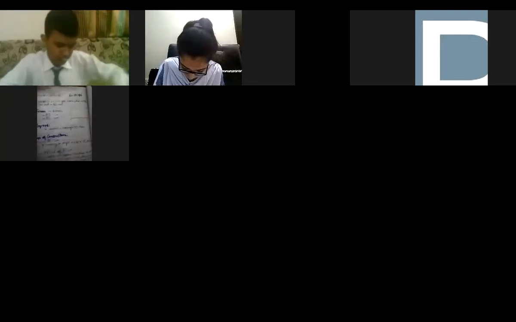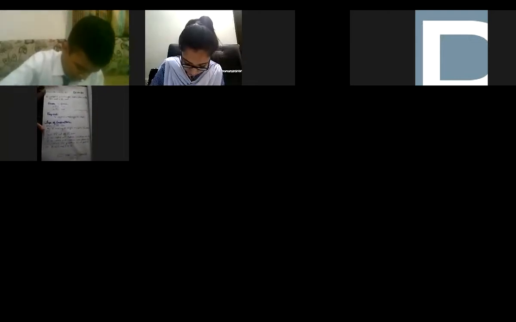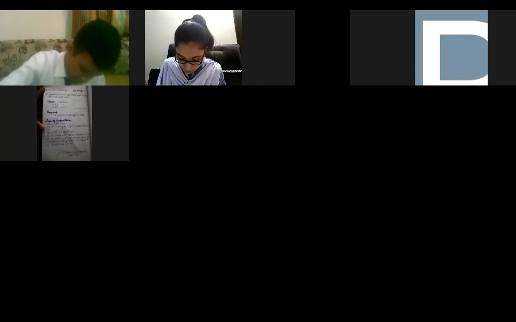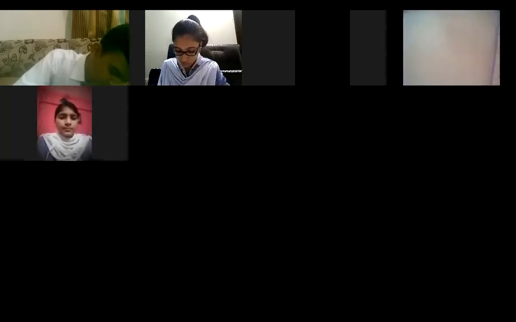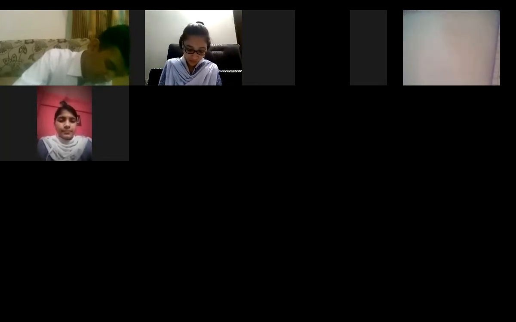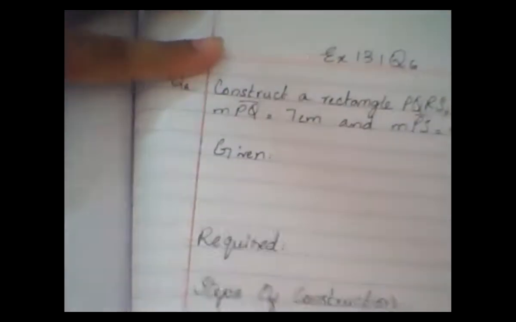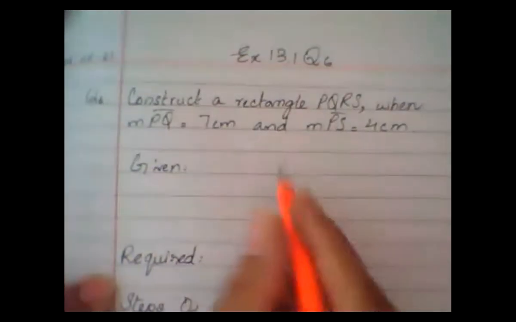So here, when you are solving the question, I am going to turn on my video also to show you how we can do this question, how we can attempt this question. Because the question is: construct a rectangle. Is it a correct question? First we have to check whether the question is correct or not. Okay, the question is correct.